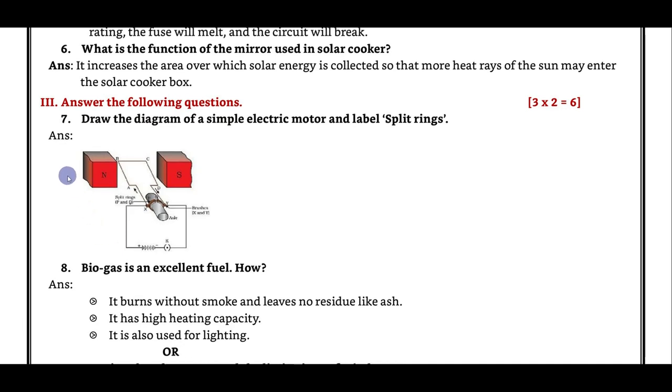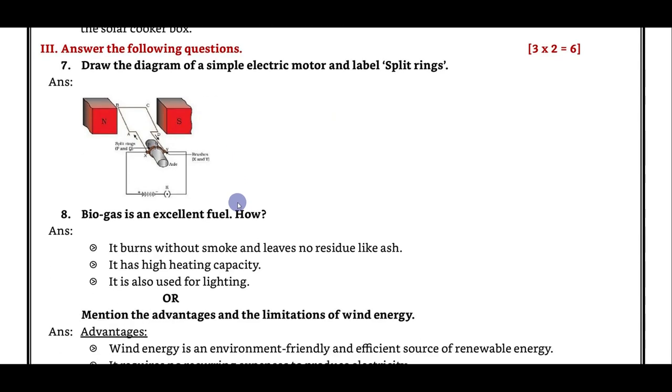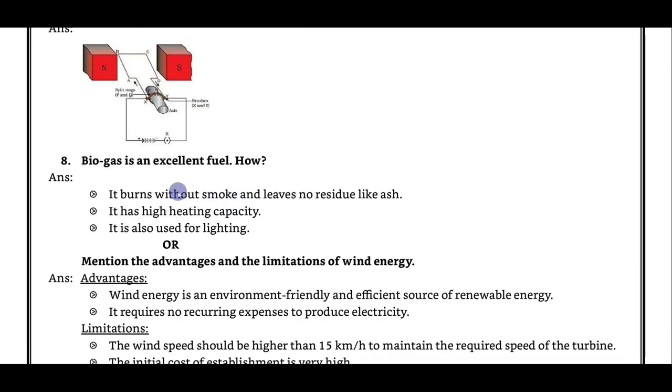2 marks, important: diagram of simple electric motor. Biogas is an excellent fuel. How? Because it burns without smoke and leaves no residue like ash. It is eco-friendly. It has a high heating capacity, the calorific value is high. It is also used for lighting.